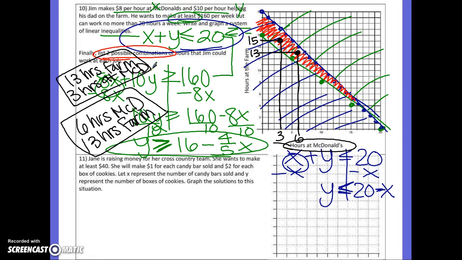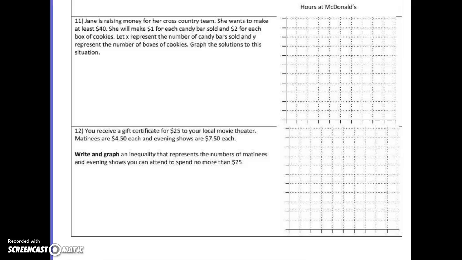Jane is raising money for her cross-country team. She wants to make at least $40. Again, at least $40, so we might as well start there. Greater than or equal to $40.